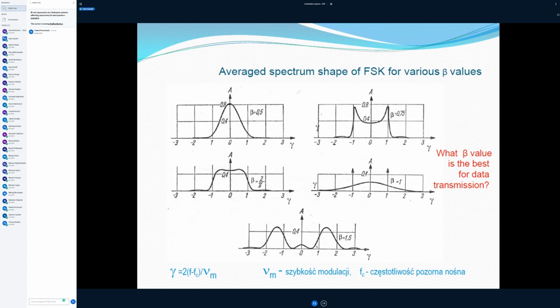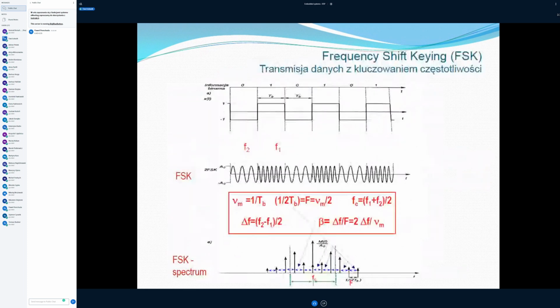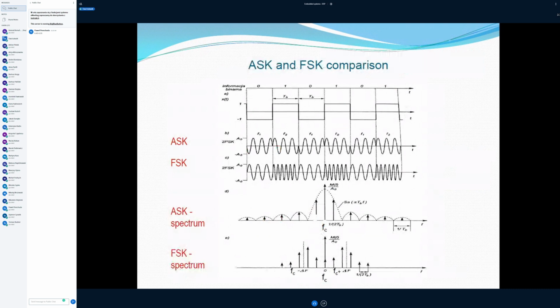And then I must say that most Wi-Fi systems rely on frequency modulation. Other modulations are used in industrial applications, in sensor networks, and so on and so forth. I will mention it later. What we had here: if you have a look into ASK and FSK, you could see that the spectrum is different.